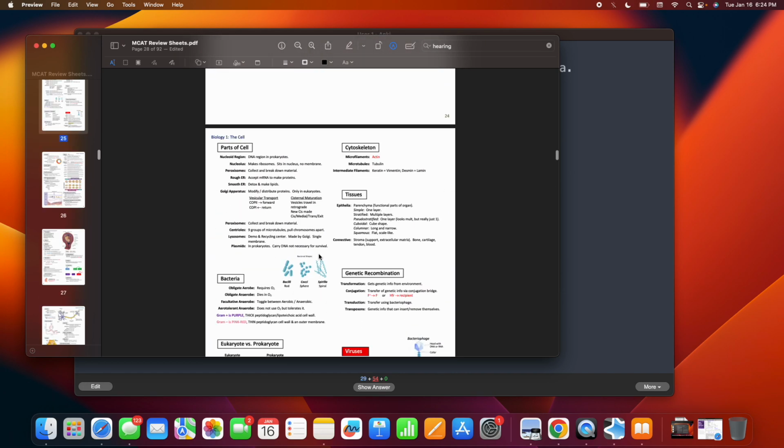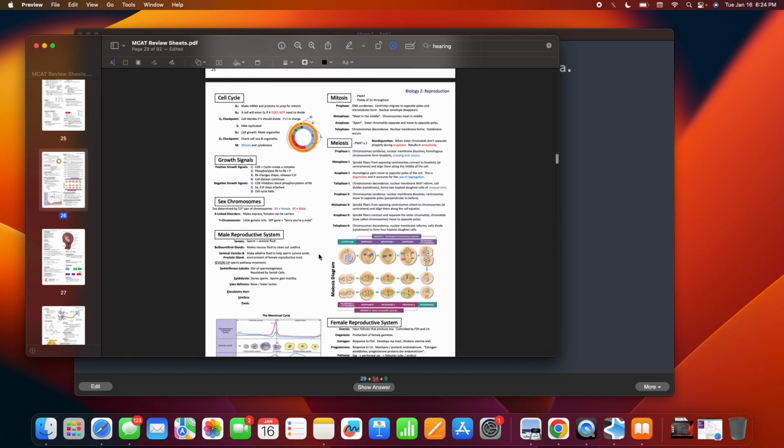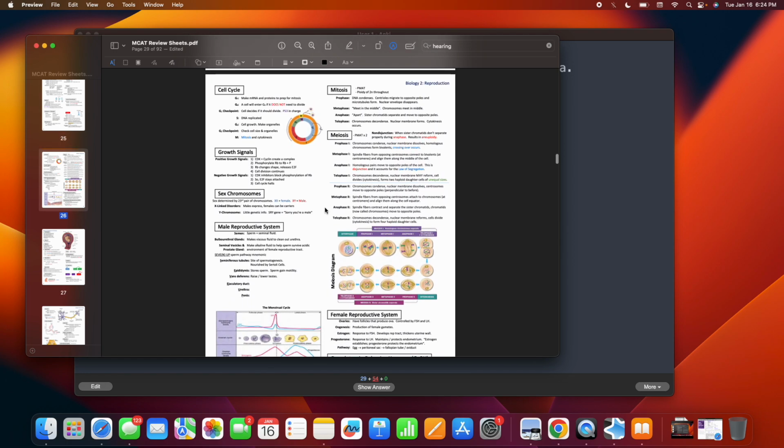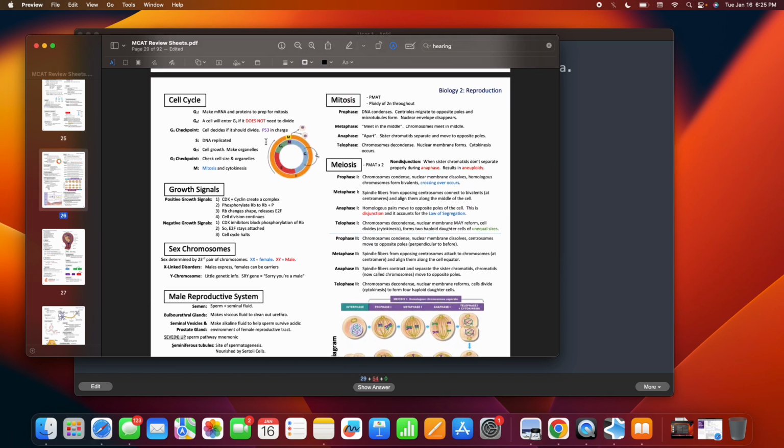So let's do chapter 2 now. Reproduction. Okay, cool. How I like to do it is to just go over this quickly, and then we can do the assessment questions on Kaplan, and then we finish it off with our flashcards.